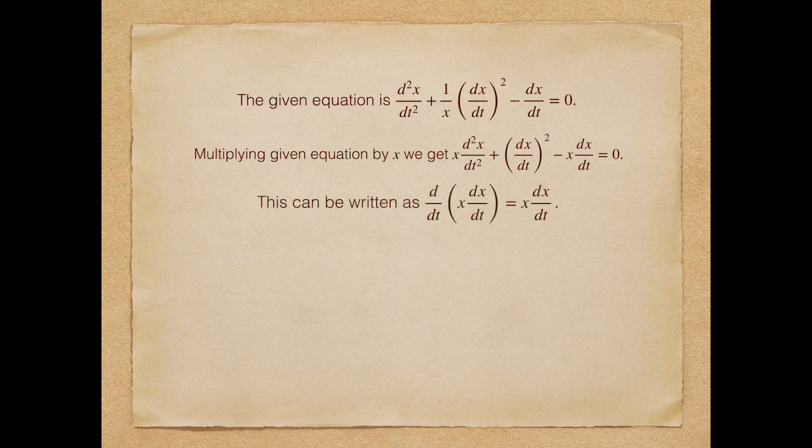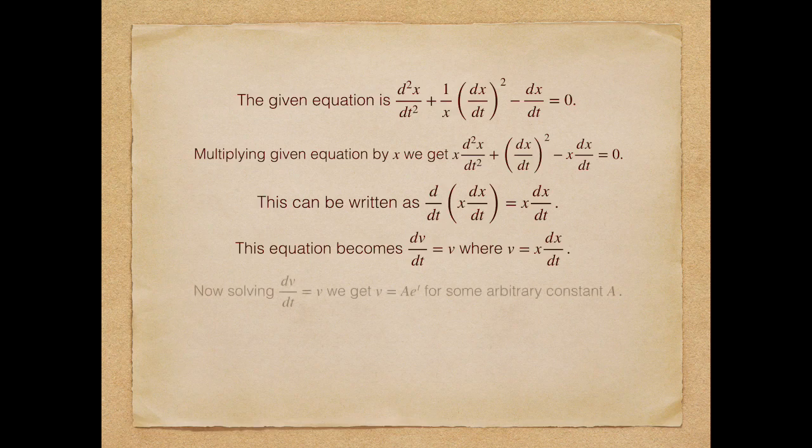We can write this equation as d/dt of (x dx/dt) equal to x dx/dt, which is of the form dv/dt equal to v, where v equal to x dx/dt. Now this is very easy to solve, dv/dt equal to v. This is well known and very elementary. So if we solve it, we get v equal to a exponential t for some arbitrary constant a.